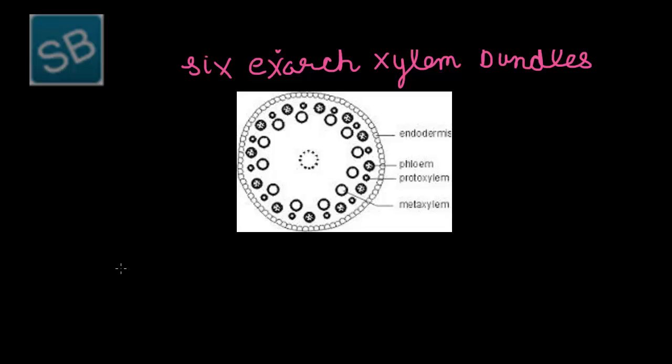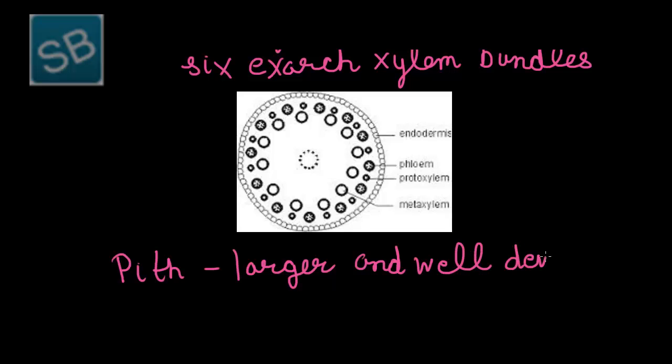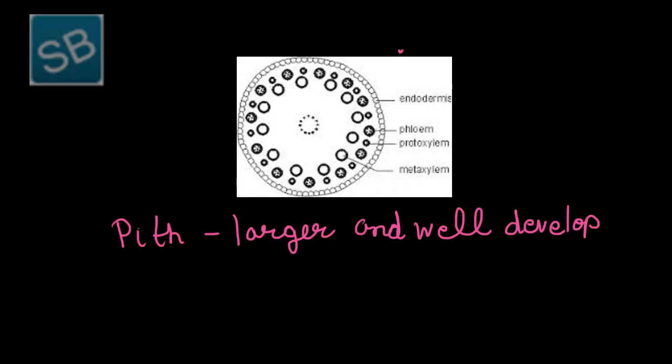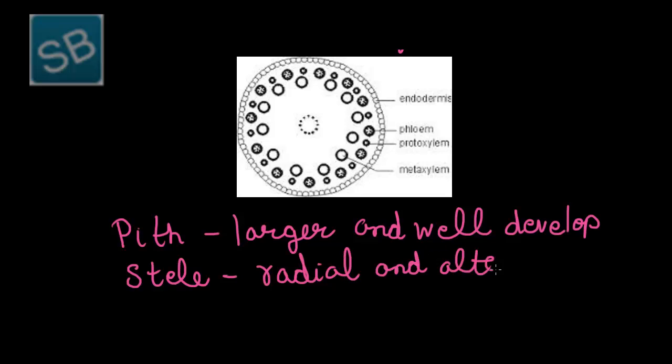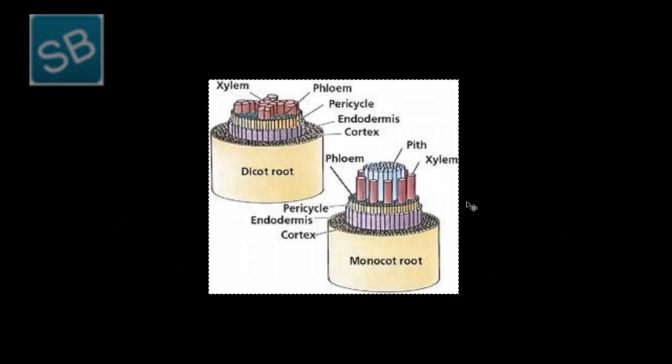As compared to dicot roots, monocot roots possess a pith which is larger and well developed. Like dicot roots, the stele present is also radial and alternate. However, unlike dicot roots, here the stele present is polyarch in nature, unlike dicots where it is tetrarch. This figure clearly depicts the exarch nature in the dicot and monocot. Here, the dicot consists of a tetrarch stele. On the contrary, here the monocot consists of a polyarch stele.